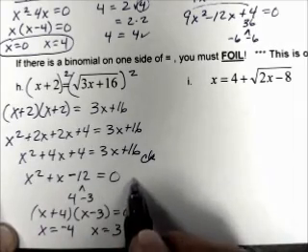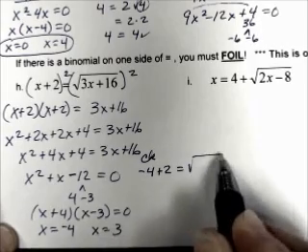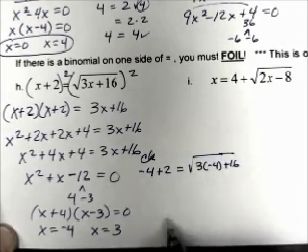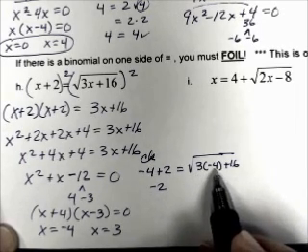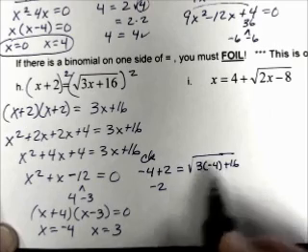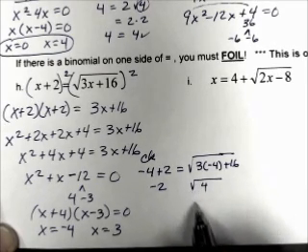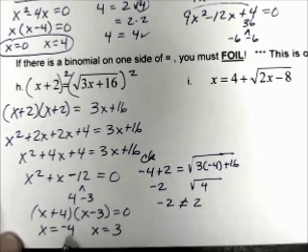Back to the original. Is negative 4 plus 2 equal to the square root of 3 times negative 4 plus 16? Well, negative 4 plus 2 is negative 2. 3 times negative 4 is negative 12, plus 16 is 4, and the square root of 4 is 2. 2 does not equal negative 2, so negative 4 is rejected. That's extraneous.